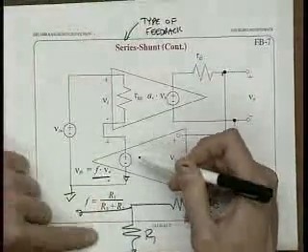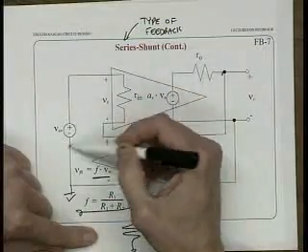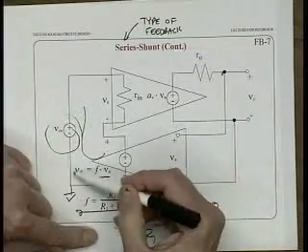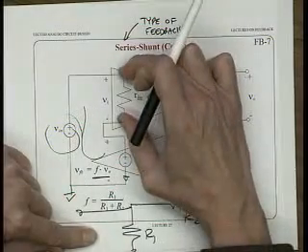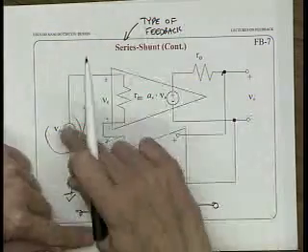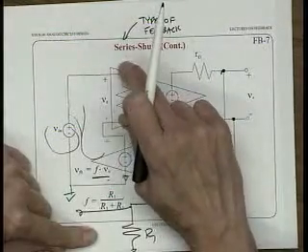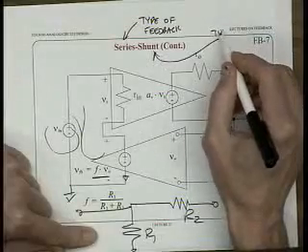This is series feedback. You can see here's the input, and in series with the input is the feedback voltage, and we create V error, right? So there's a series combination of the input and the feedback, so we call this series feedback. Okay, the second name here is the type of sensing.